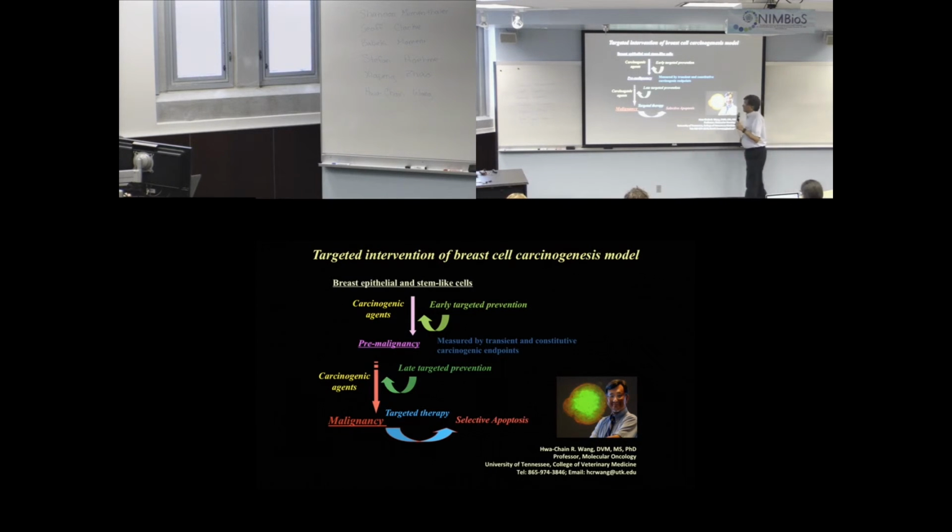One of my projects is breast cancer carcinogenesis. Breast cancer is a multi-year, multi-stage disease process, going from the normal stage to the pre-malignant stage and into the malignant stage. This involves accumulation of genetic mutations, epigenetic alterations, and aberrant cell signaling pathways, which drives the cell from one stage to the next. This kind of process takes many years, maybe 10, 20 years.